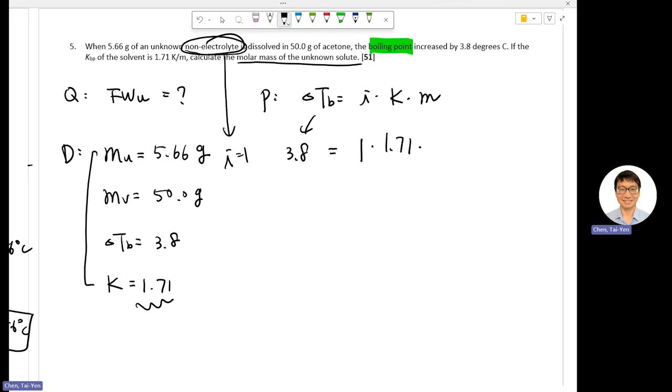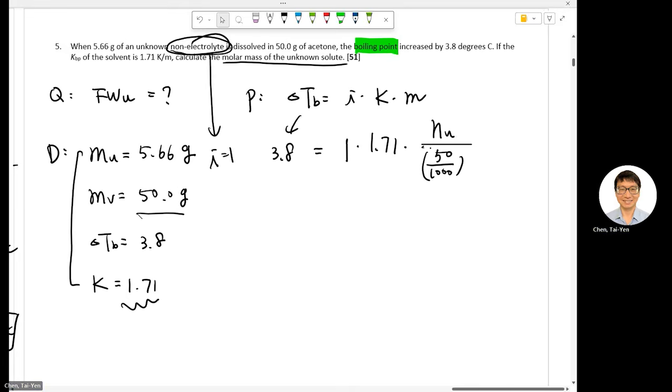Do you have your m? You don't. But we do know the definition of m is moles of your solute divided by mass of your solvent in kilograms. Do you have the mole information? You don't, but you do have the mass of your solvent, which is 50, but you want to convert it into kilograms.